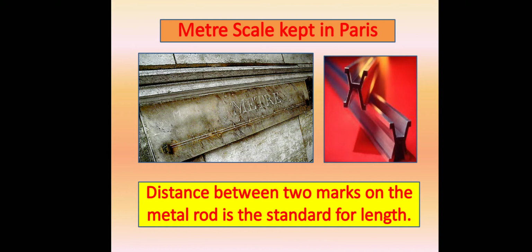As you see in the picture, this is a meter rod, and with the help of this meter rod, they measure the length, and the length of this rod is named as meter, and this meter scale is kept in Paris. Its length is standard for everybody around the world and they follow it as 1 meter. They copied the length and made meter scales, which are the same in the whole world. So the distance between 2 marks, this and this, on the metal rod is the standard for length.